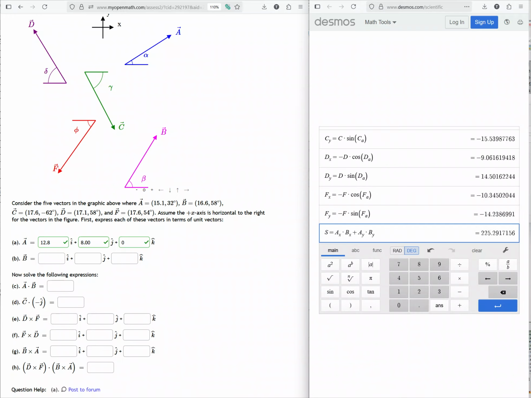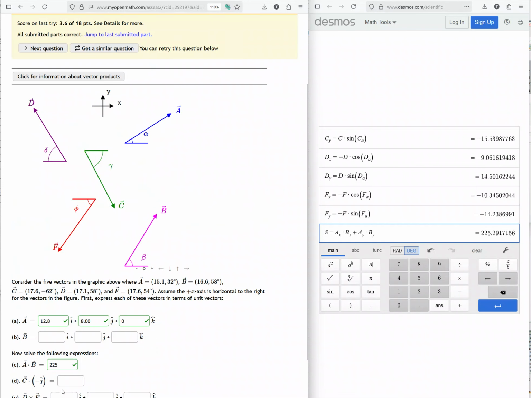Times is the star key, shift 8, and plus is plus. Plus AZ, BZ, but those are zero, so I'm not going to write them. That's it. So that's my scalar product. So if I can write it down here, 225. See, that's immediately there.